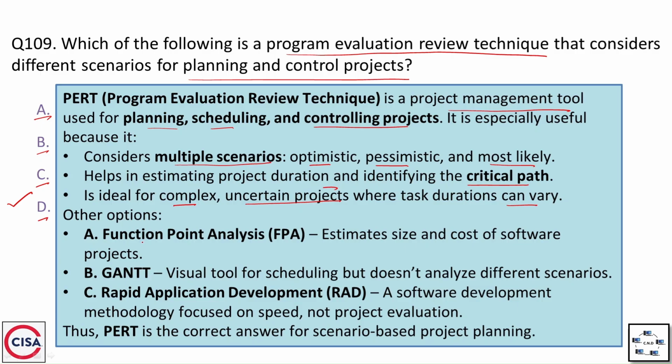Other options, option A, function point analysis estimates size and cost of software projects. Option B, Gantt is a visual tool for scheduling but does not analyze project scenarios. And option C, rapid application development, that is RAD, is a software development methodology focused on speed and not project evaluation. Thus, PERT is the correct answer for scenario-based project planning.